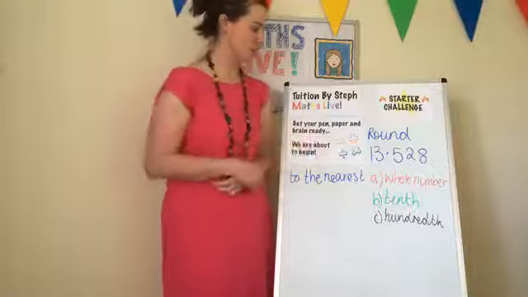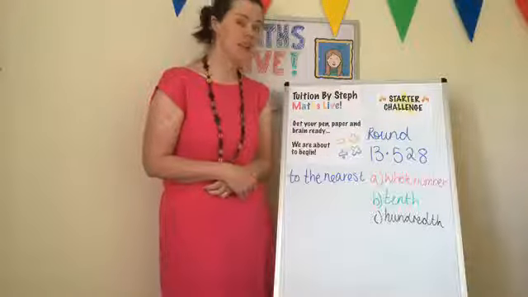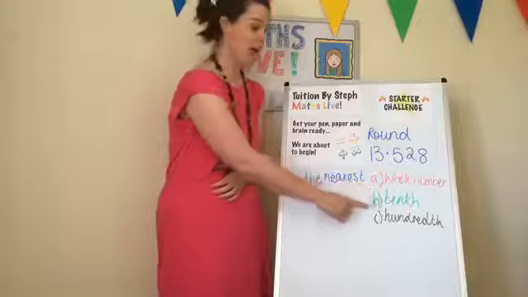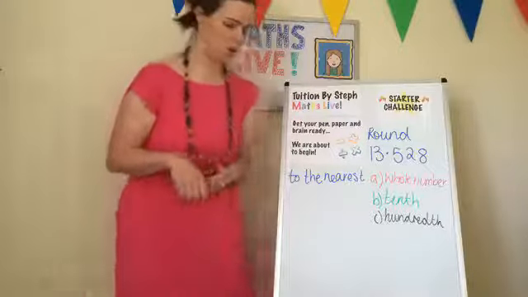Remember, you've got your starter task on here. So the starter task is: round 13.528 to the nearest whole number, the nearest tenth, and then the nearest hundredth. Give that a go.